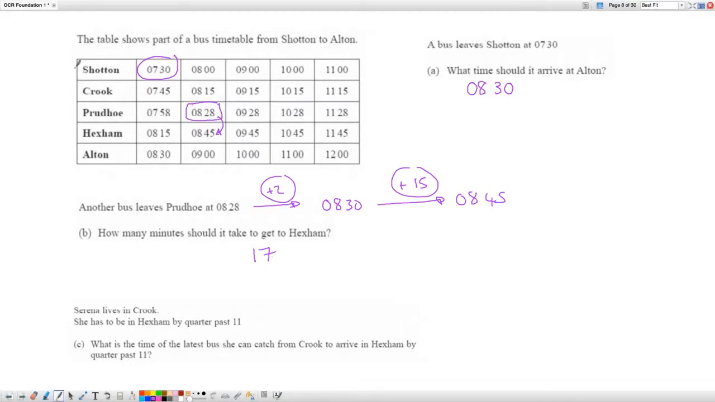Serena lives in Crook, which is along here, we can see. And she has to be in Hexham for 11:15. Look down at Hexham and we're asking for the latest bus to arrive in Hexham by 11:15. So this bus is too late. This bus would be the last bus she could get, the latest bus to arrive here before 11:15. What time would she therefore have to leave? She would need to get the bus at 10:15.